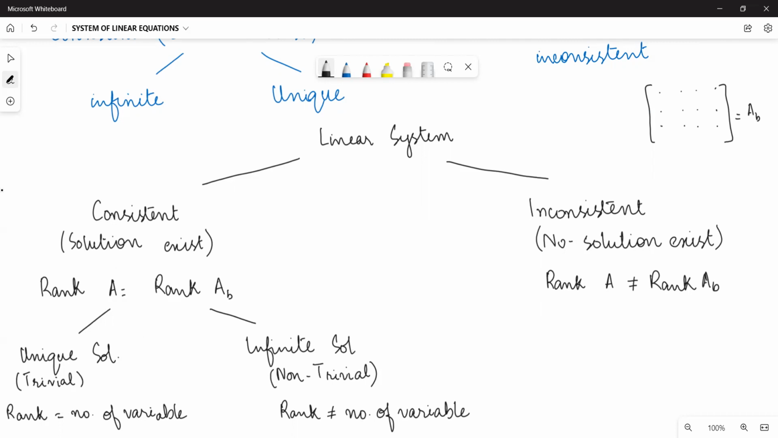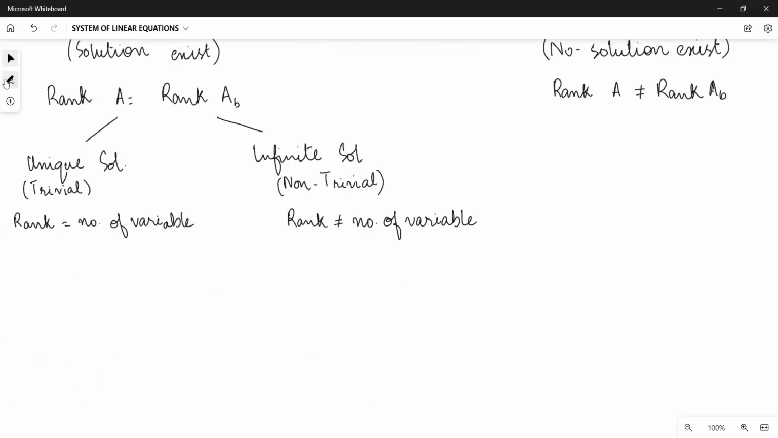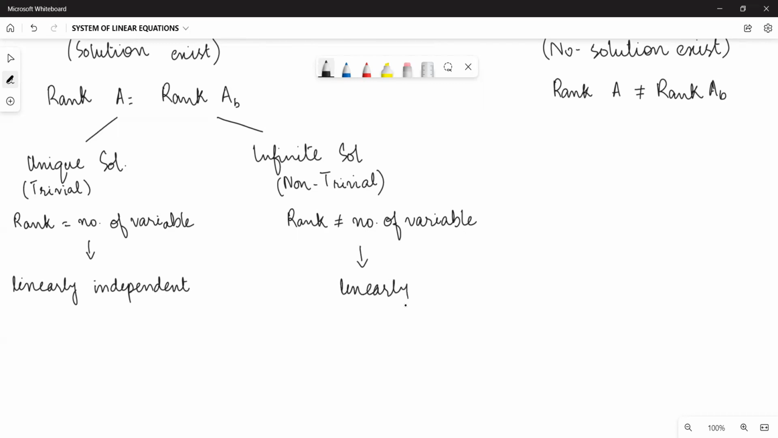And in such a case, when the rank is equal to the number of variables, the system is linearly independent. And when the rank is not equal to the number of variables, then we have a system which is linearly dependent.